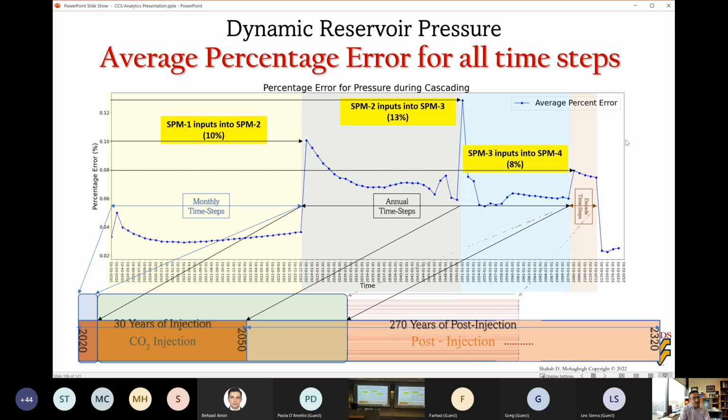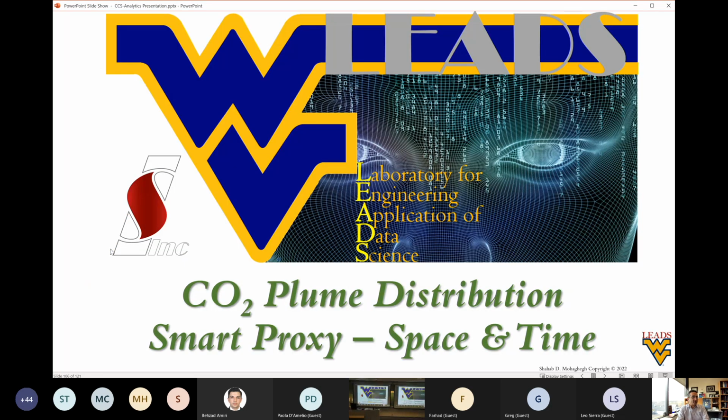Then we went to this part. We did it on a decade-wise basis, this area, and we got an average error of about 8%. And then we did this part every 50 years. And the average for pressure was about 2%. That was the pressure, as you saw.